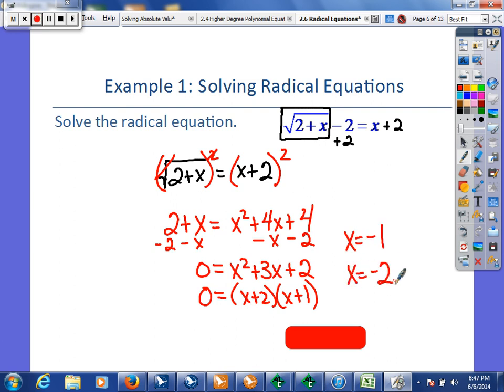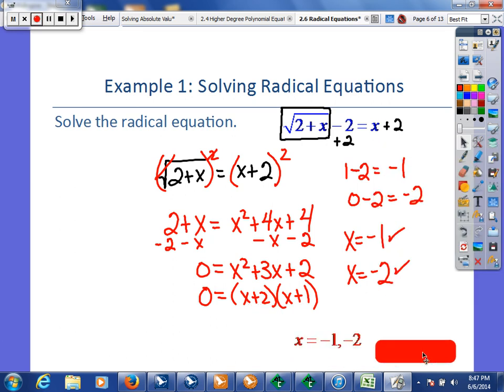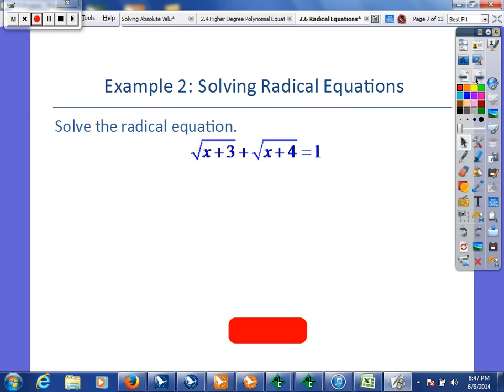Now we've got to make sure these work, and so I'm going to plug these back in. If I plug in -1, I get 2 minus 1, which is 1. Square root of 1 is 1. What's 1 minus 2? Well, it's -1. And that's what x is, -1. So that works out. Good for it. -2, I plug it in. I end up getting 0. What's the square root of 0? Well, 0. 0 minus 2 should equal -2. Does it? Yes, it does. So we get 2 answers, -1 and -2. And so that worked out really nice. Moving on to the next problem.